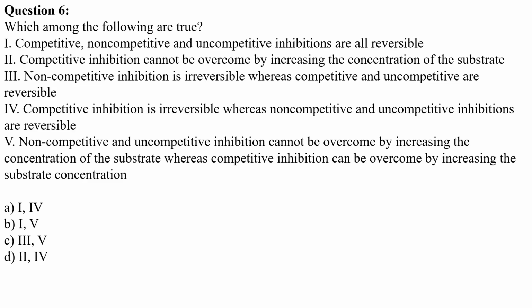Okay, moving to the next question, question number 6. Which among the following are true? Now there are 5 statements given. We have to select the true statements. The first statement is competitive, non-competitive and uncompetitive inhibitions are all reversible. The second statement is competitive inhibition cannot be overcome by increasing the concentration of the substrate.